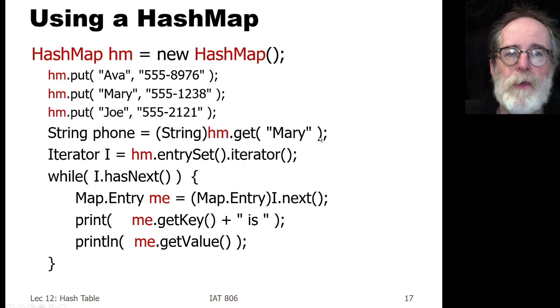And behind the scenes, it hashes Mary, finds where that table entry is, and gets it. It discovers Mary is there, and so it returns to me Mary's phone number, which is the string that we just put in here, this 5551238 thing. hm.get, just like ArrayList.get, if you didn't specify the type in the angle brackets, is an object, so we cast it to String here. Now let's show how to iterate through the hash map.